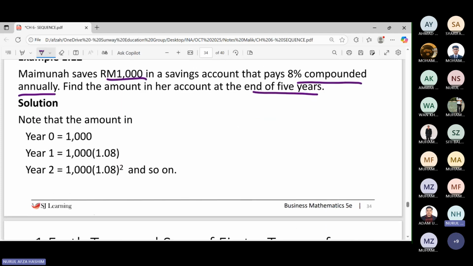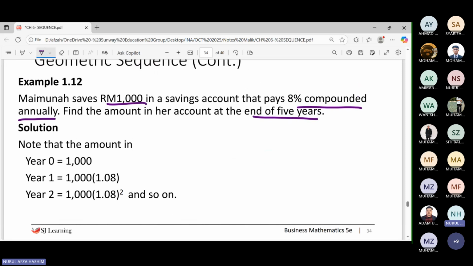Okay. So if you look at here, they are starting here, year 0 is 1,000. Okay. But normally, for me, I prefer T1. T1 is after 1 year of investment, how much money in the account? Because it's 1,000 here. That is the original amount plus the 8% from 1,000. How much going to be?